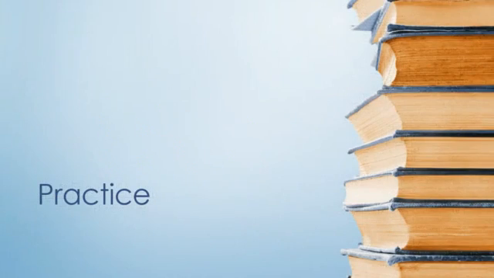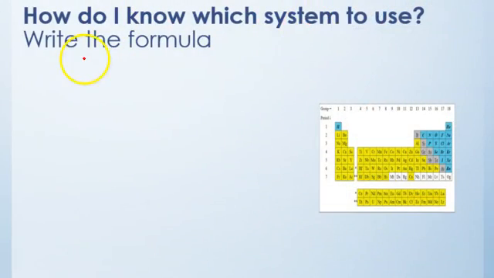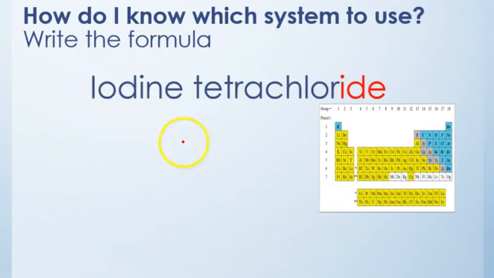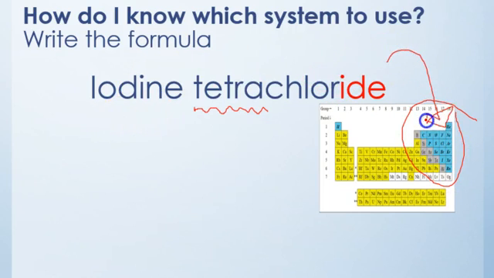So here are some practice problems. How do I know which system to use to write the formula for iodine tetrachloride? Well, when they give you the prefixes, you automatically know that it is the nonmetal naming system. That lets you know that your elements are only going to be from this small number of elements in blue. So I don't have to look all over the periodic table, because it does not include any of these yellow elements.